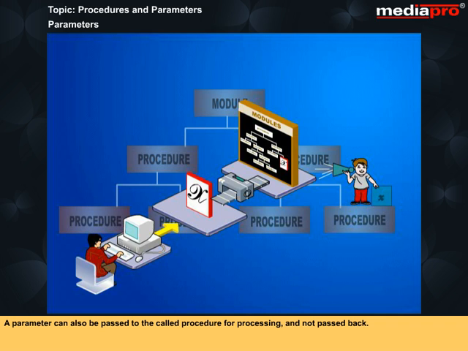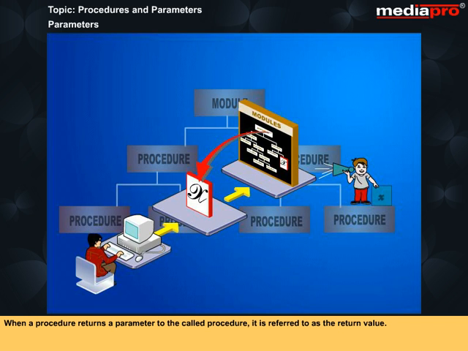A parameter can also be passed to the called procedure for processing and not passed back. Called procedures can also pass a parameter to a calling procedure for further processing. The parameters used by a procedure must be listed by both the calling and the called procedure. When a procedure returns a parameter to the calling procedure, it is referred to as the return value.